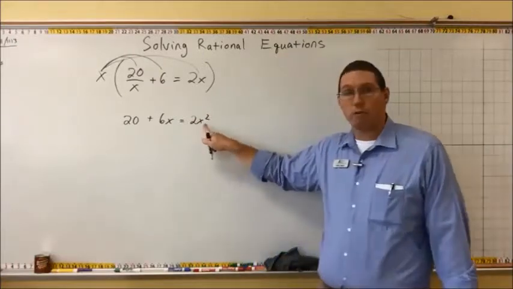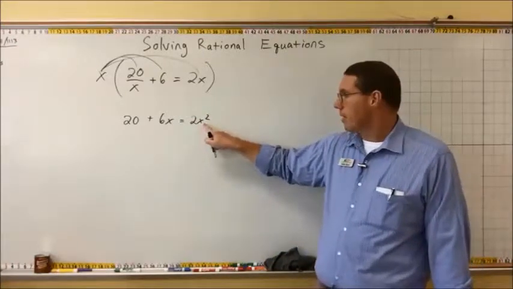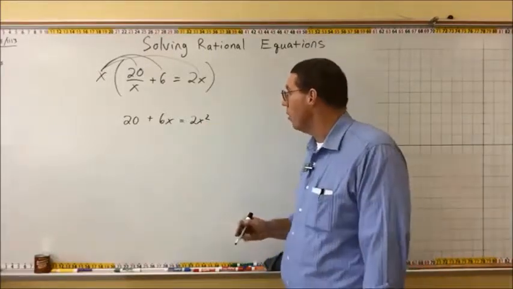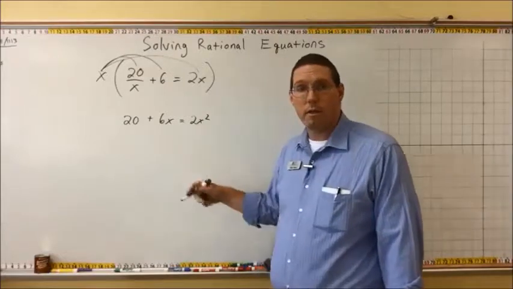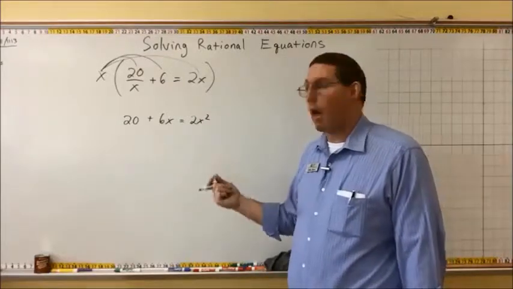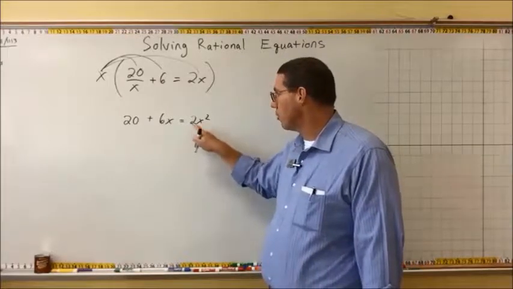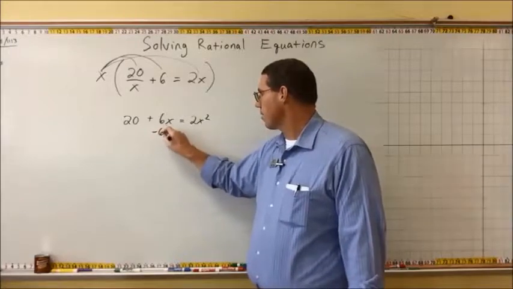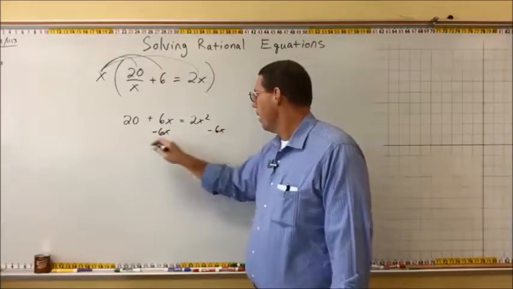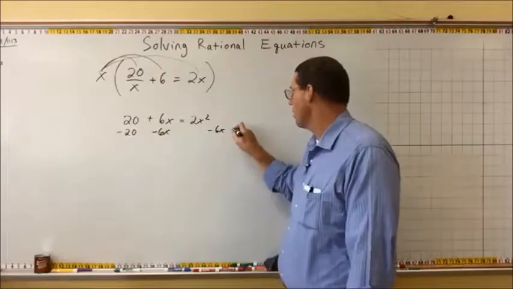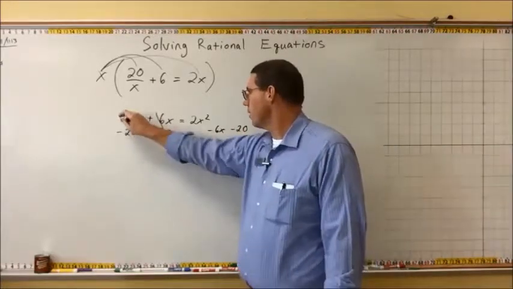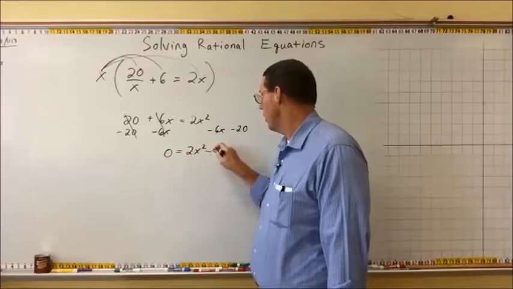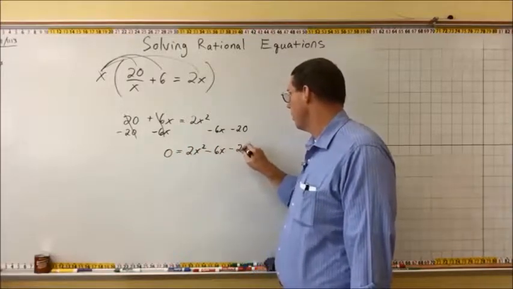Now, this is a quadratic equation because the highest power is 2; it has an x squared. The way we solve quadratic equations is we move everything to one side. I want my x squared term to be positive, so I'm going to subtract 6x from both sides and also subtract 20 from both sides. We cancel here, and we have 0 equals 2x squared minus 6x minus 20.